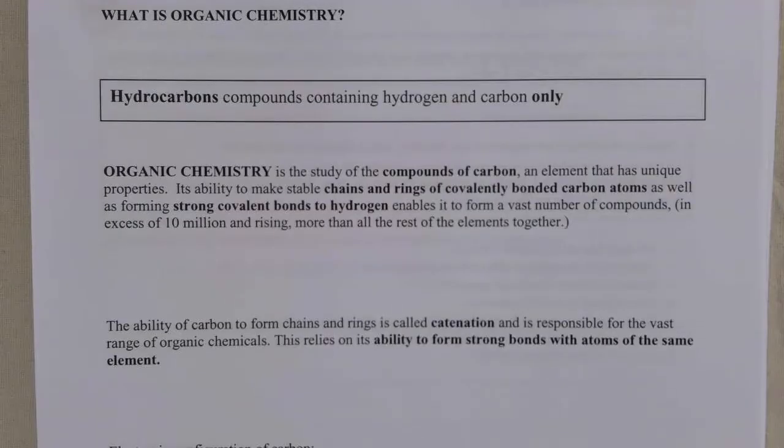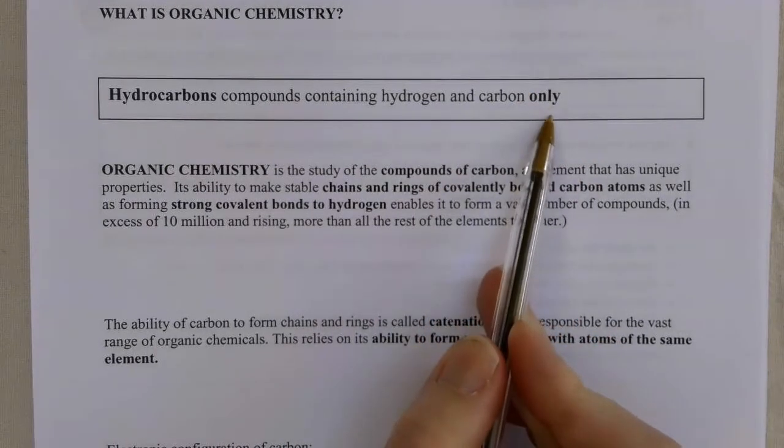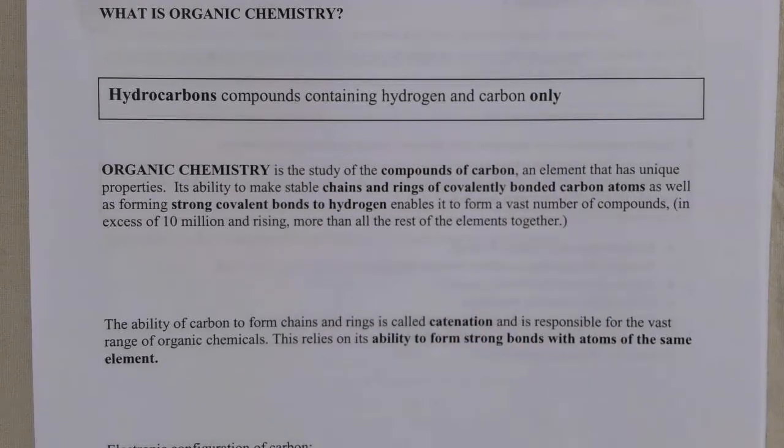So the first thing that you have to understand is that alkanes are what we call hydrocarbons. Now these are compounds containing hydrogen and carbon only, and it's important that you've got that only bit in there. There are other organic compounds like alcohols, for example, which are not hydrocarbons because they contain the element oxygen.